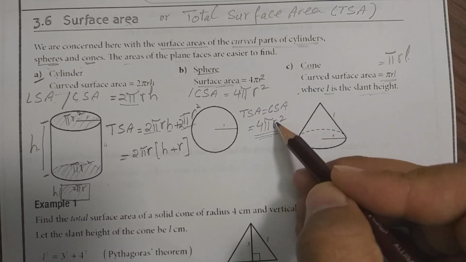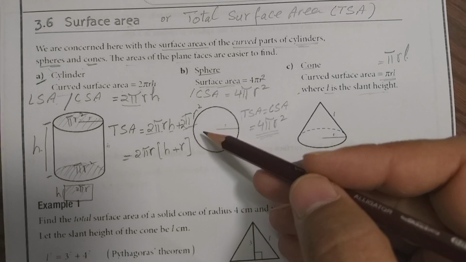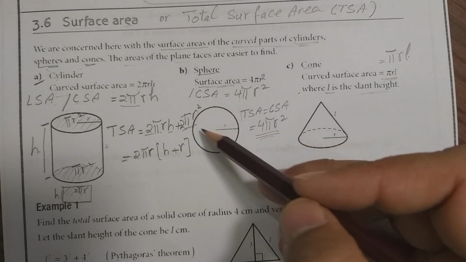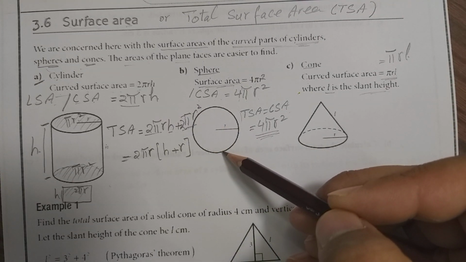But in the sphere part, the total area of the sphere and the curved surface area are the same. So we have only one formula for it, because there is no top, all are curved parts, all are round shapes, like a ball. So there is no upper and bottom face.